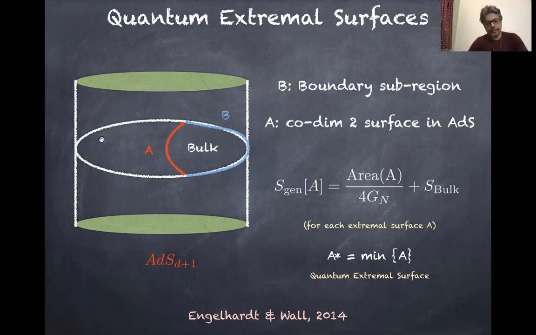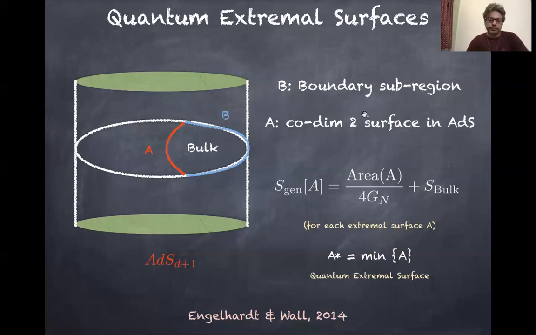Now, you can ask a slightly finer question. Suppose I take this t equal to constant slice that we have drawn here. Instead of taking the full slice, I consider only a part of this slice, which is denoted by this blue arc, and let's give it a name, B. So B is, technically speaking, a boundary subregion. I have a boundary and I choose some arbitrary subregion.